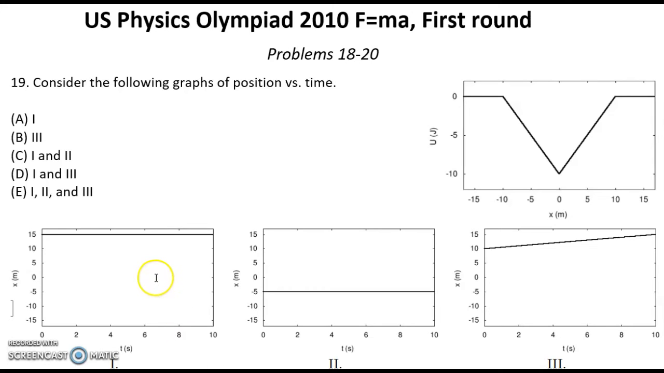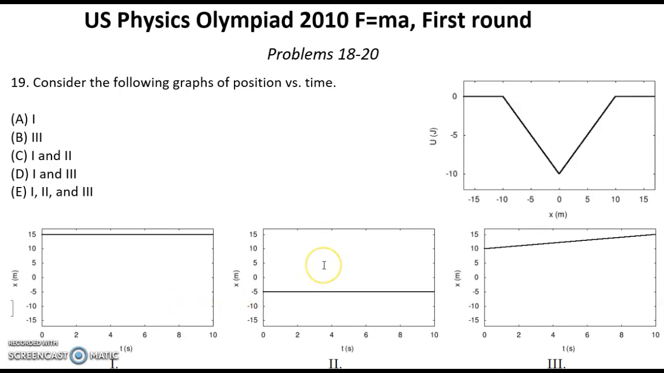On the first graph we have position is constant, that's 15 meters. And if we look at this graph, we have at 15 meters force is 0. So it means that if we have an object which is not moving, it will not move at all. And graph 1 is correct.